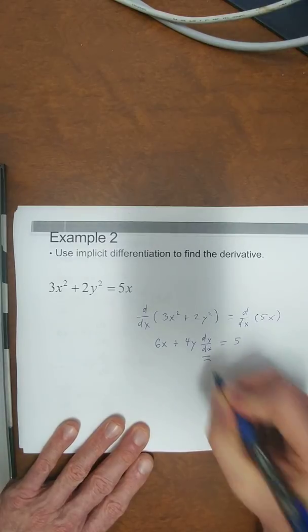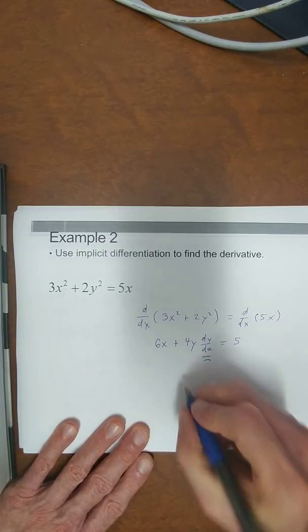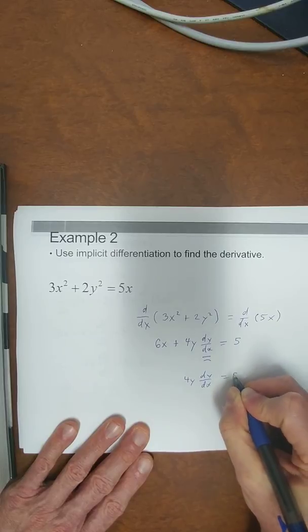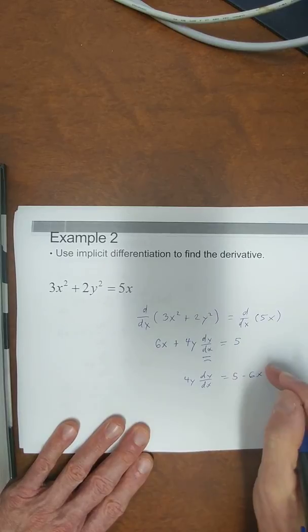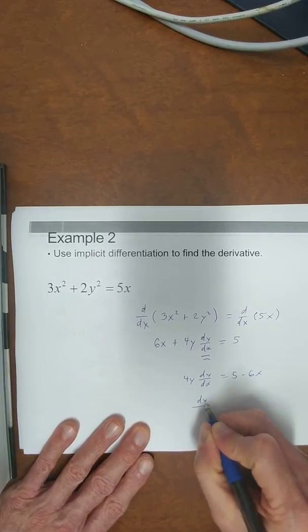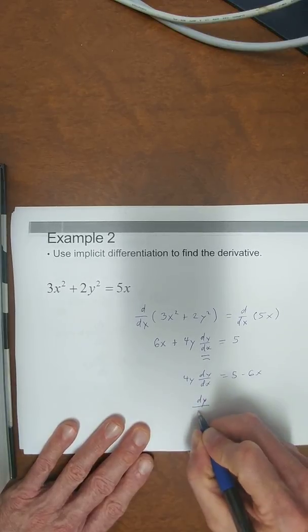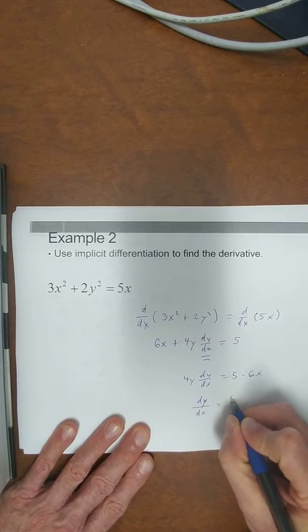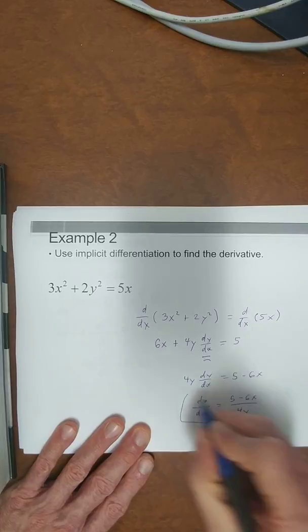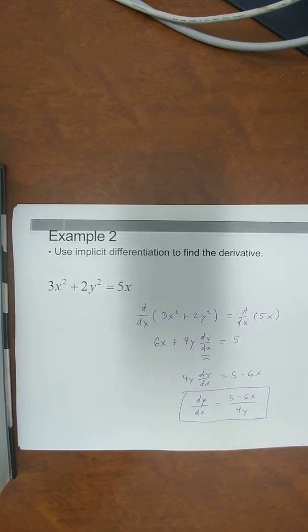Now again, we'll solve for dy/dx, which means basically you'll just subtract 6x to move it over to the other side. Just pretend like you're in an algebra course, and then you'll divide both sides by 4y, so you'll get 5 minus 6x divided by 4y. And that is your implicit derivative.